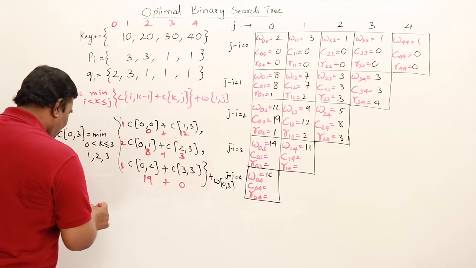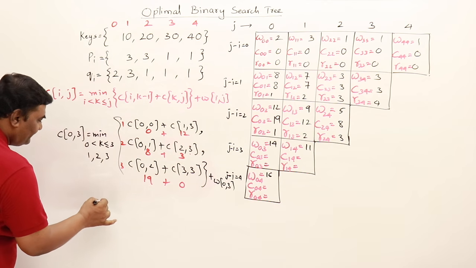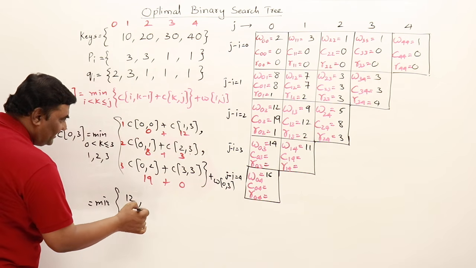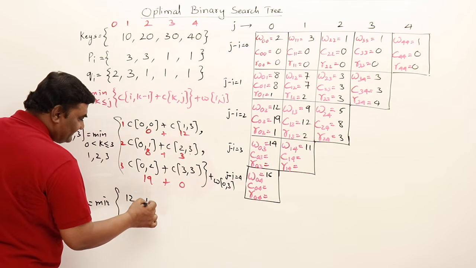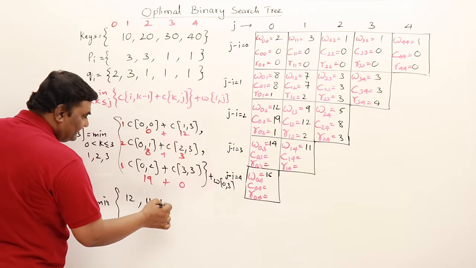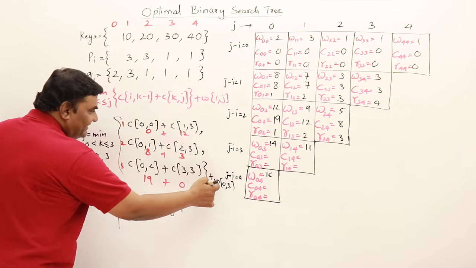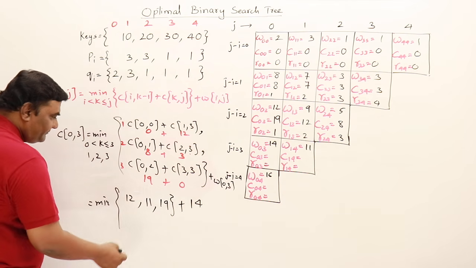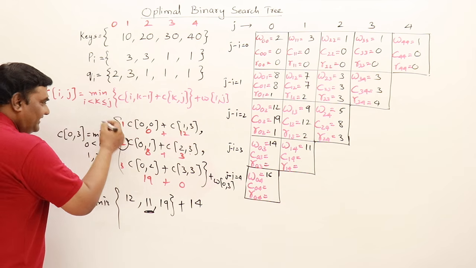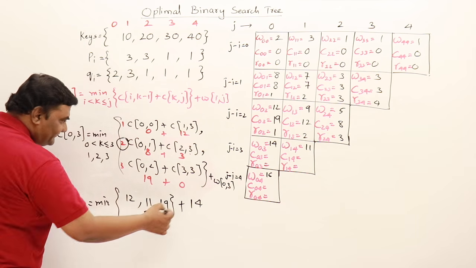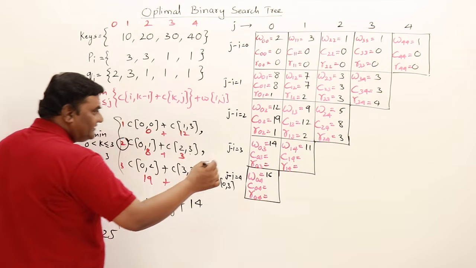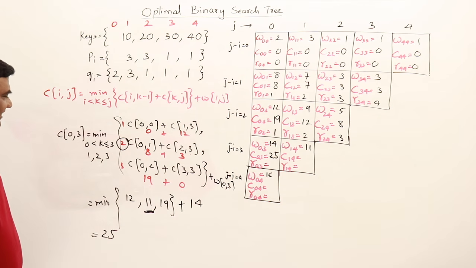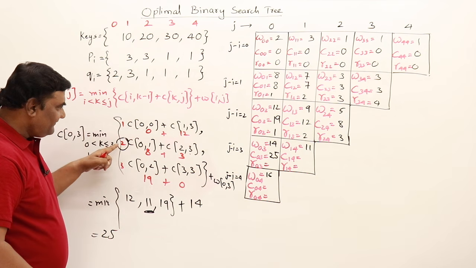So if I put the values, I'll separately put them here. Minimum of 0 plus 12 is 12, comma 8 plus 3, that is 11, then 19. Okay, then plus W of 0 comma 3 is 14. So out of this, which is smaller? This one. For which value of k? 2. So what is the answer? 11 plus 14 is 25. So this is 25. Who gave 25? Which value of k has given 25? The value of k which has given 25 is 2.